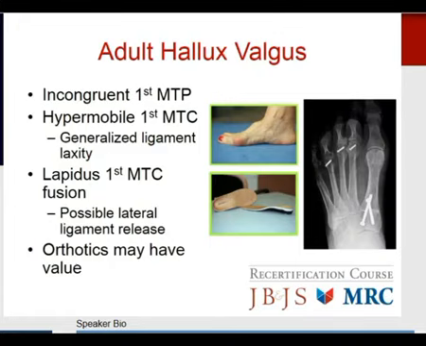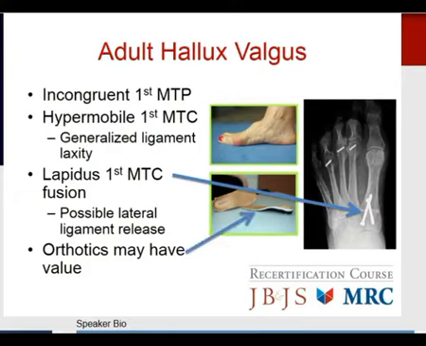And the third type of incongruent bunions are those that have a so-called hypermobile joint. These patients have generalized ligament laxity, like a thumb to forearm test, which is positive, or they can hyperextend their elbow. These patients are an entirely different pathology from what we just talked about. These patients instead require a fusion of their first metatarsal cuneiform joint or a Lapidus procedure to perform stability across that interface. Interestingly, in this patient population, orthotics have value.